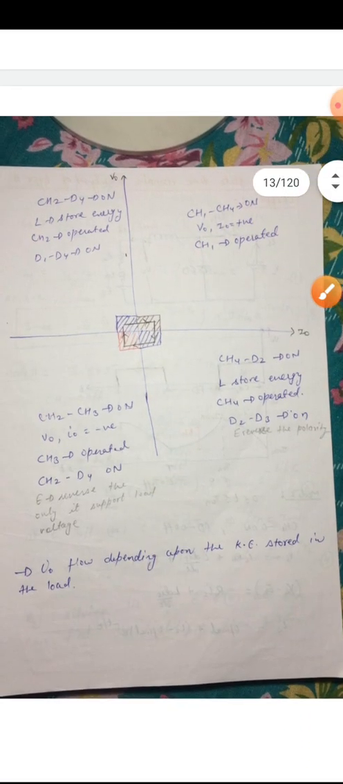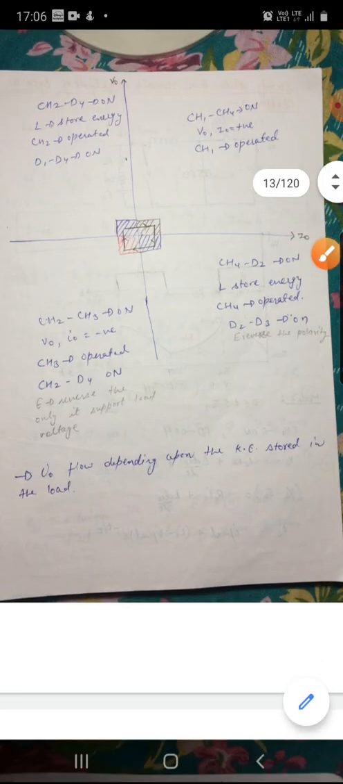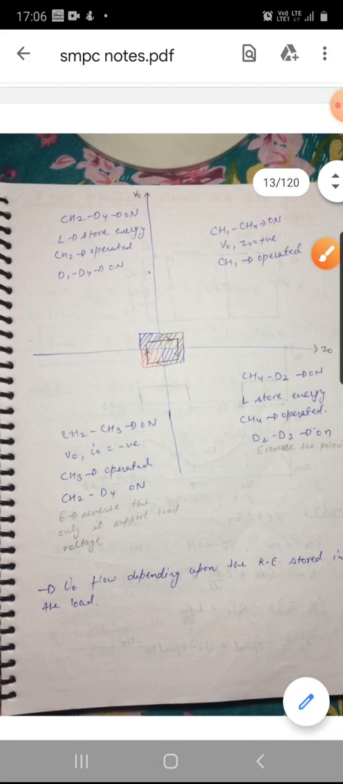So this is basically the four quadrant operation. You can get all four operations here. This is forward motoring mode, this is forward braking mode, this is reverse motoring mode, and this quadrant serves as reverse braking mode. So all four operations can be served with the help of this chopper. So I stop over here. Thank you.